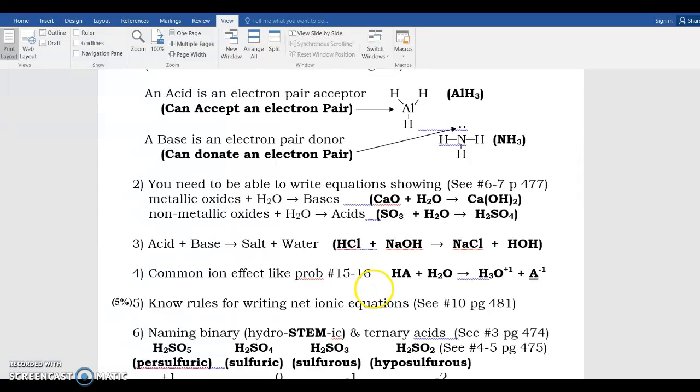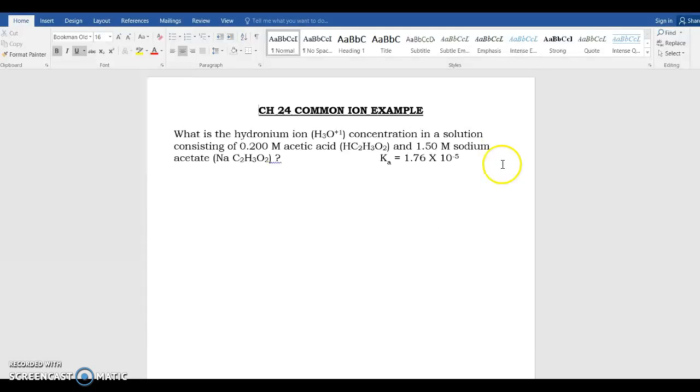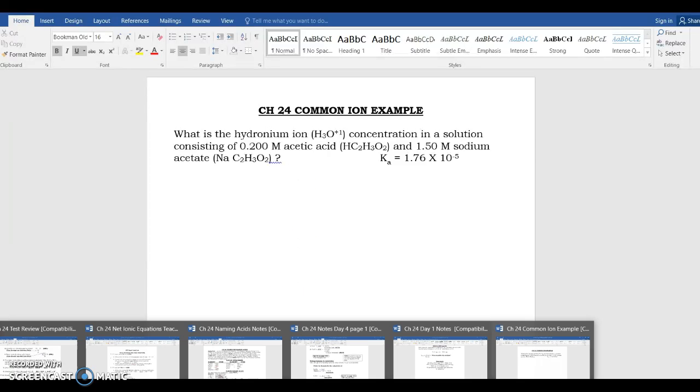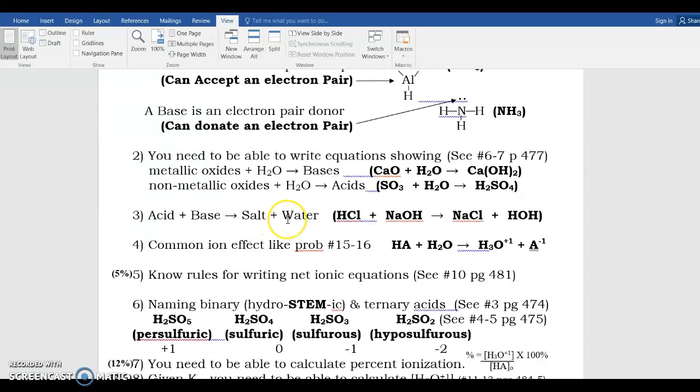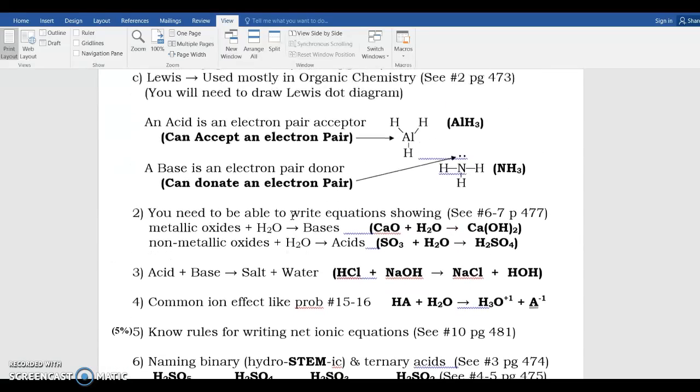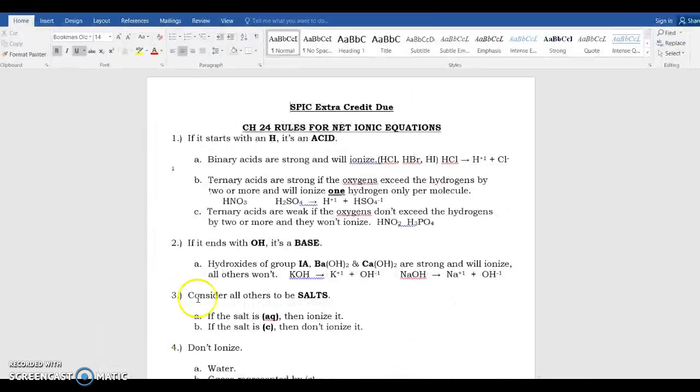The common ion effect, like problem number 15 and 16, I have a problem here. I'm going to make another screencast where I'm going to solve this one for you. So I'll tag it with the other one, but we'll go over that later. It's problem number 15 and 16. And let's see here. So we did acids, bases, common ion effect. Oh, net ionic equations, number 10 on page 41. That's a similar problem that you need to go over. These rules, they are exactly that. They're just very straightforward.